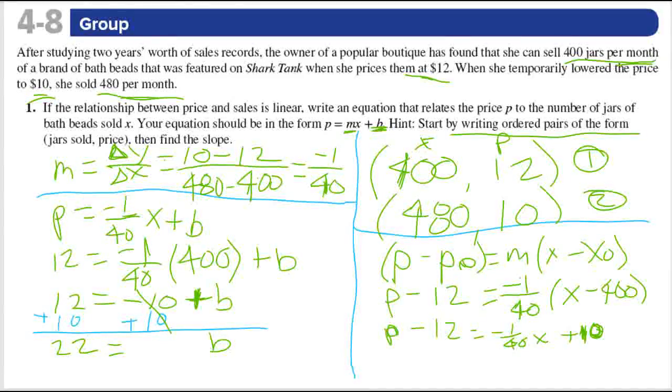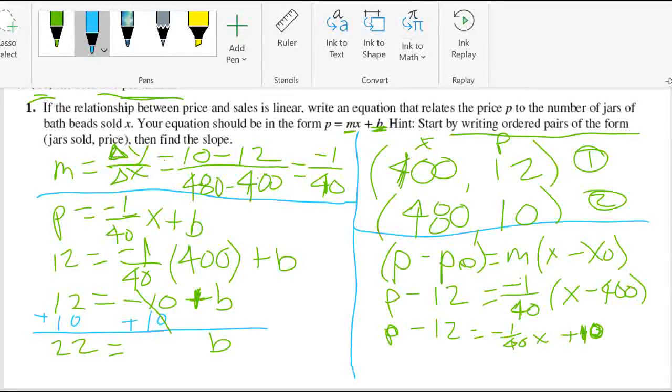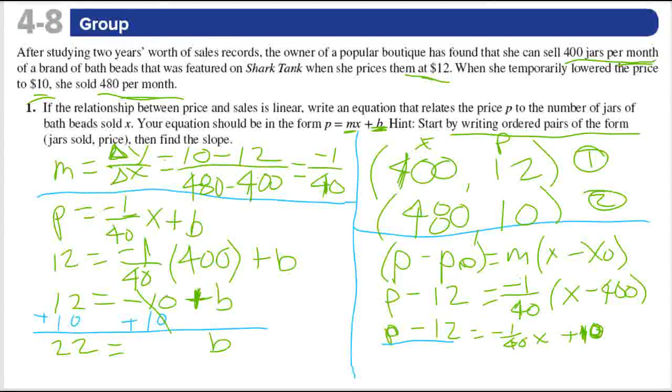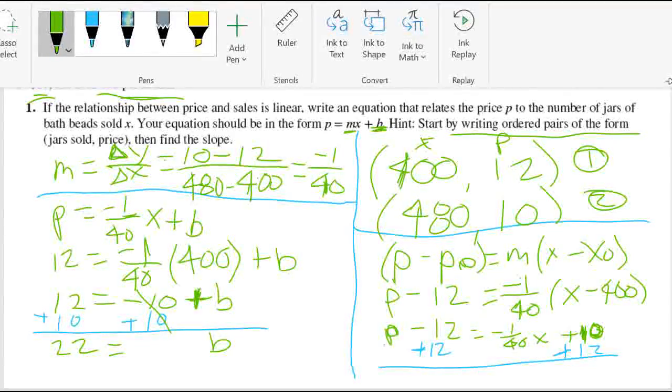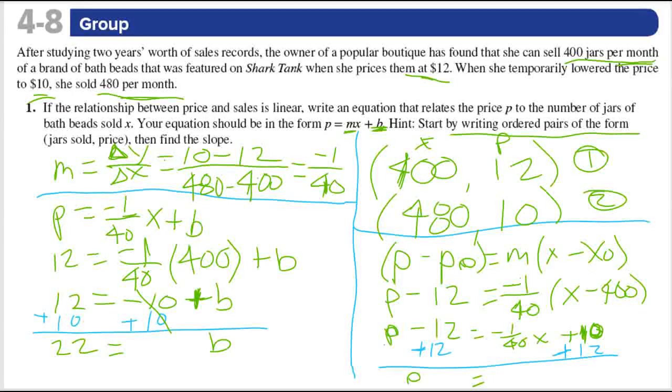Okay. And here I get my equation solving tool out. And I'm going to add 12 to both sides. I'm left with p equals negative 1 over 40 x plus 22. And over here I have my b equals 22.